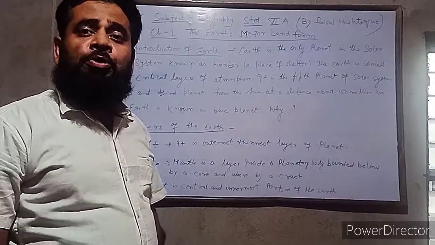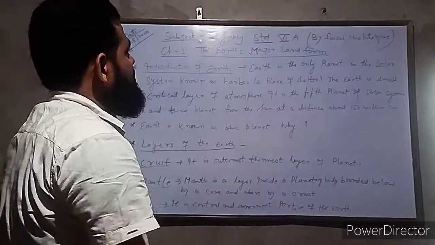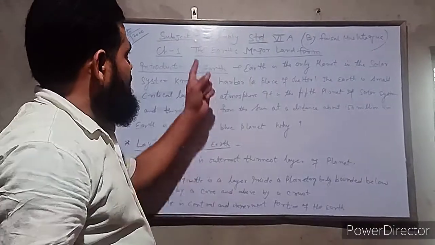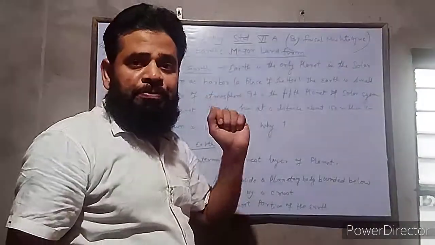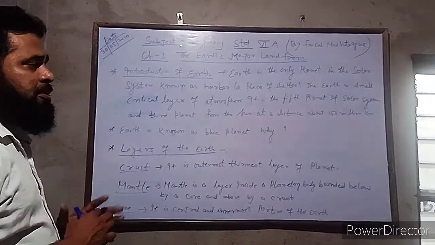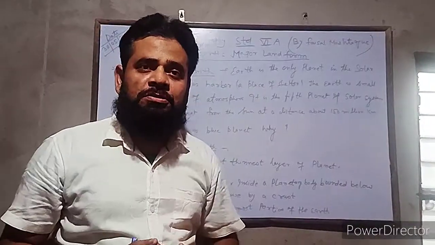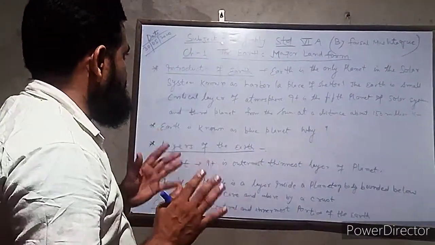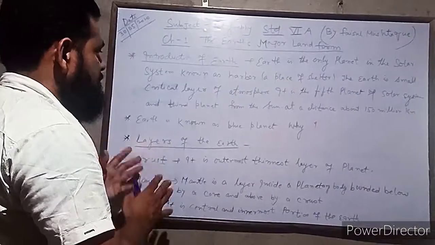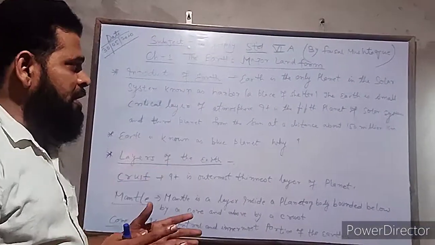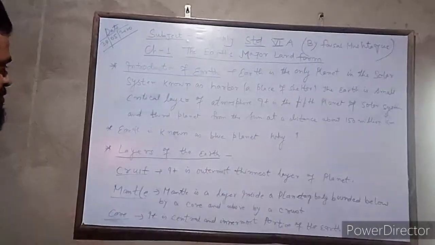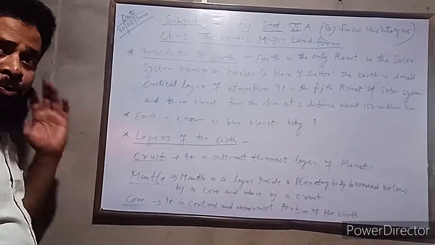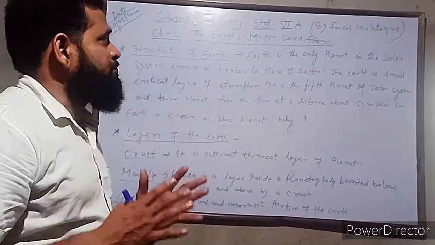So today I am going to teach the subject Geography, Standard 6, the first chapter, the Earth's major landforms. In this chapter I will discuss the introduction of Earth, and why Earth is known as the blue planet. Then after that, the layers of the Earth: crust, mantle, and core. So now, the introduction of Earth.